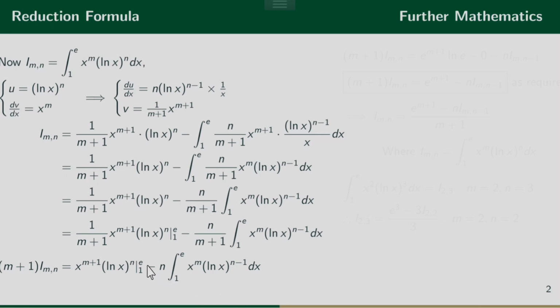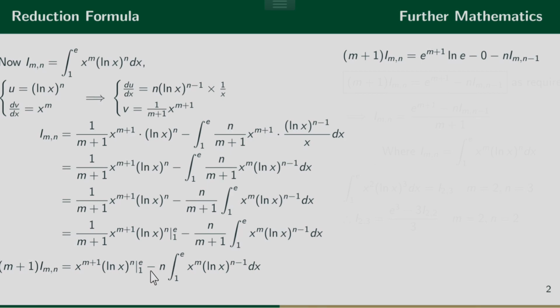So at this juncture, I can plug in the limits. Plugging in the upper limit, which is e, into this function, and I subtract the lower limit. So plugging in e, I'll have e raised to the power m plus 1, ln e raised to the power n, and ln e is 1. 1 raised to the power n gives us 1. So I'll just be left with e raised to the power m plus 1 as the first term. Now, when I plug in 1 into the function, ln 1 is 0, so the whole term boils down to 0 and vanishes.